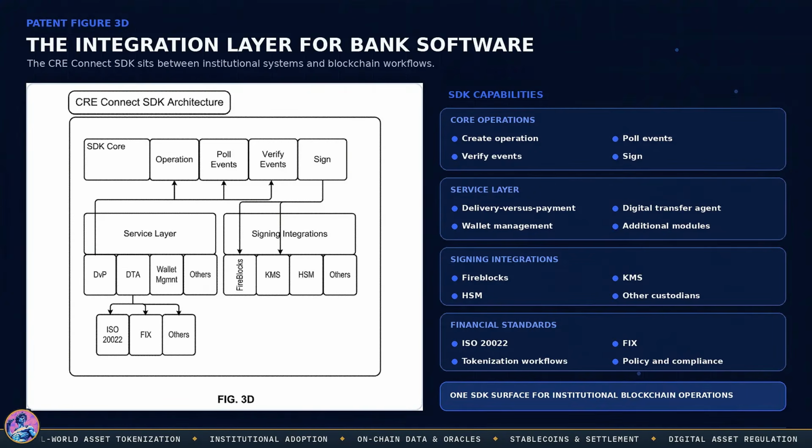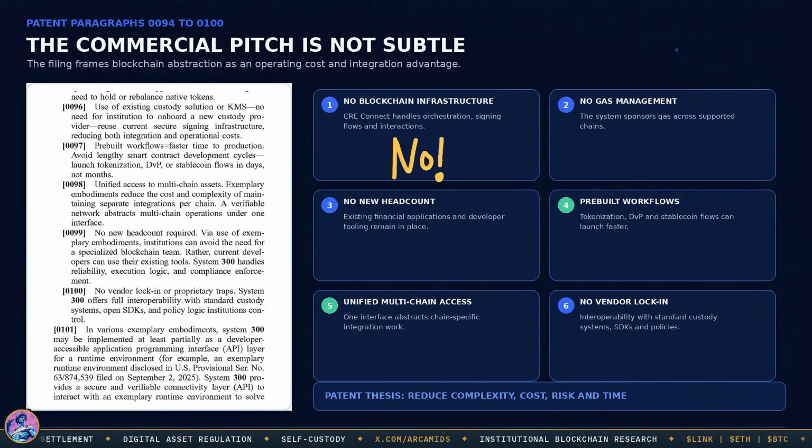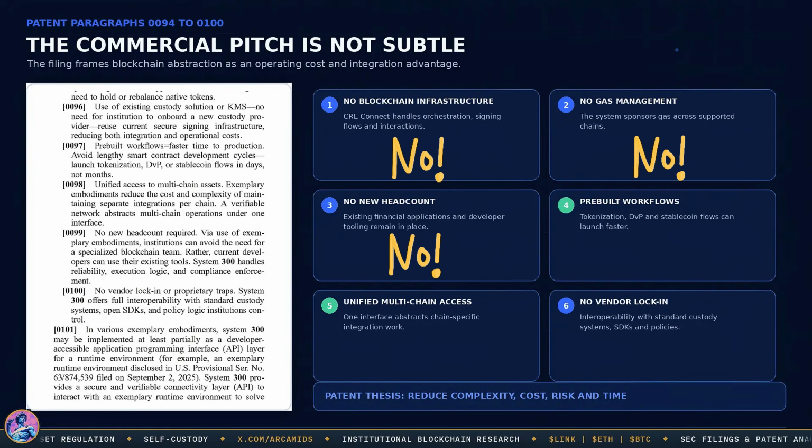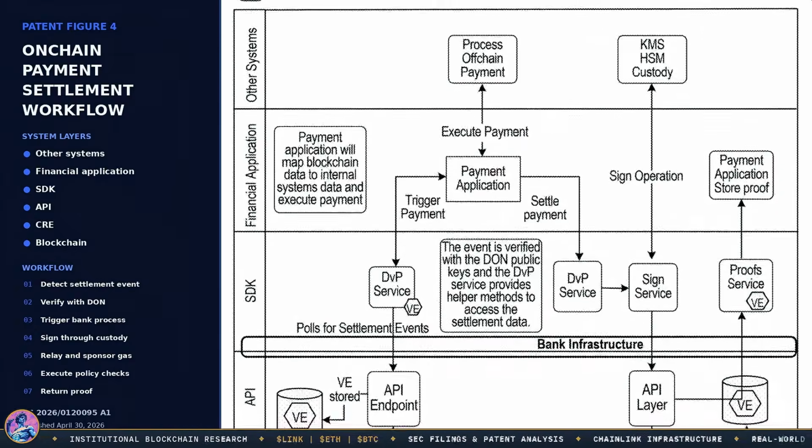Figure 3D goes even further. The SDK is designed to plug into KMS, HSM, and custody systems while supporting financial messaging and workflows such as ISO 20022, FIX, delivery versus payment, tokenization, and wallet management. The patent is direct about the commercial goal. It lists no blockchain infrastructure to maintain, no gas management, no new headcount, pre-built workflows, and unified access to assets across multiple chains.